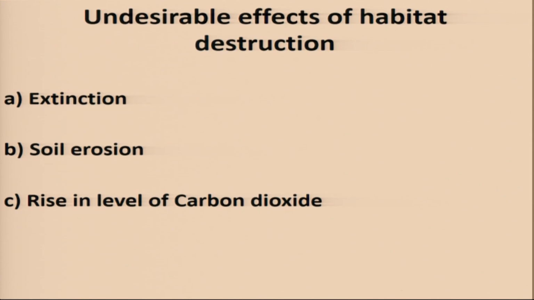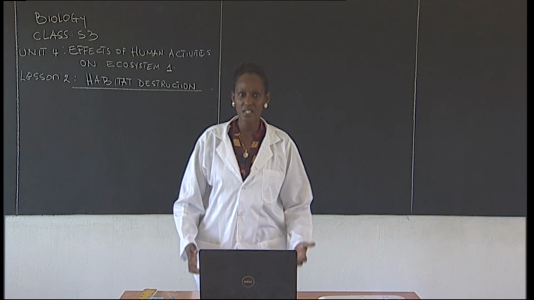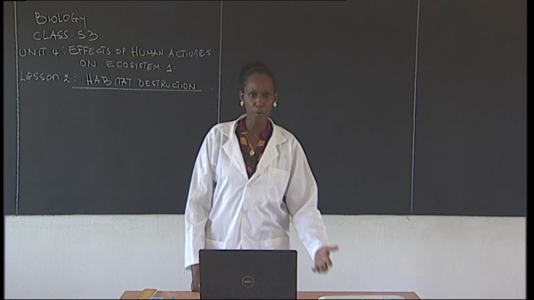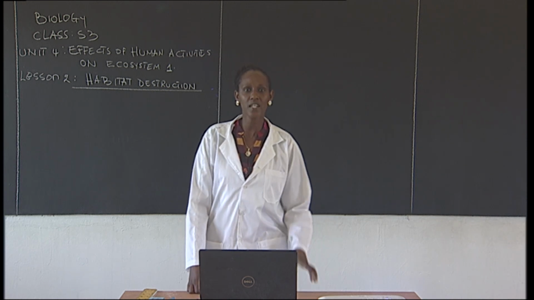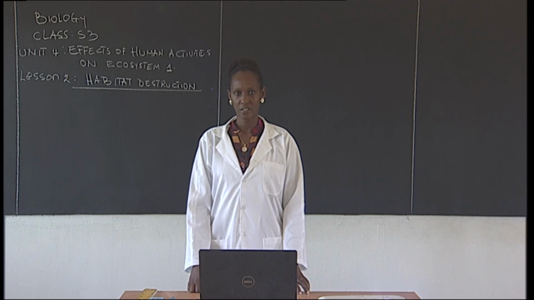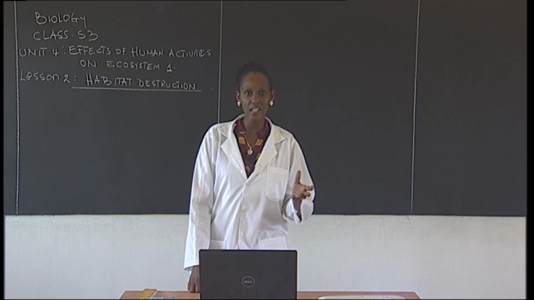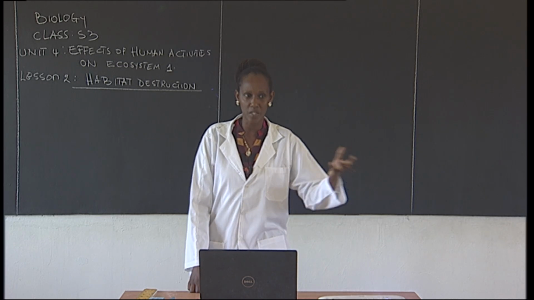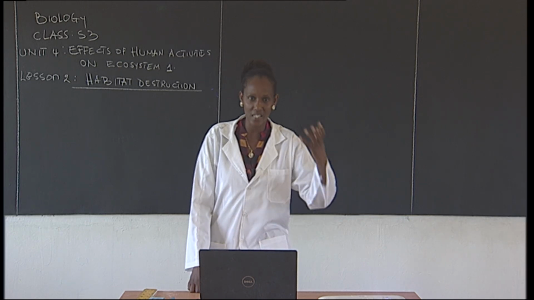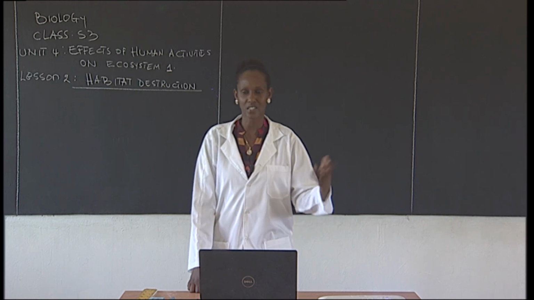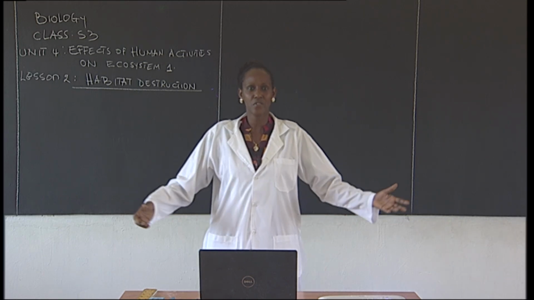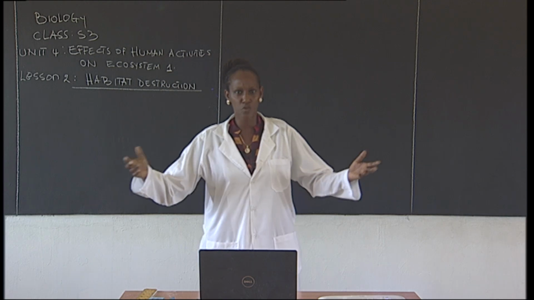One, extinction. Extinction of what? Extinction of some different species, both plants and animals. So they will be in danger. All right? That is, we shall get endangered species. Species will be in danger to the extent that they will be extinct. They will get finished, apart from maybe a few that can rush and hide to other areas.